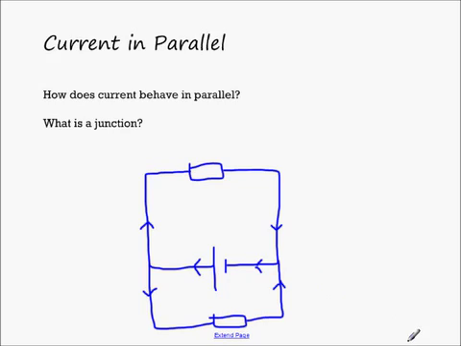So how does the current behave in parallel? Well, it splits up depending on the ratio of the resistors. So let's write that in.